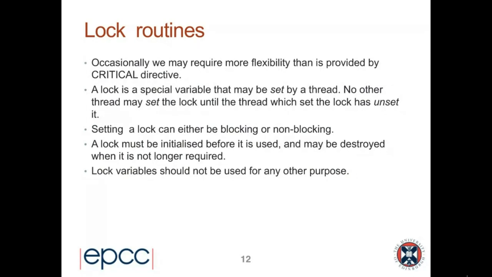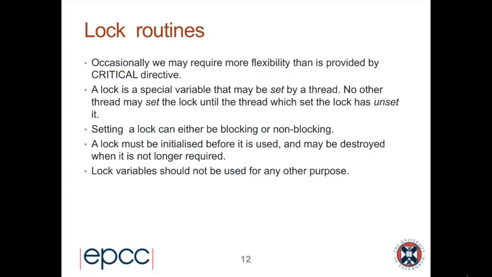So critical and atomic get us through most of the common use cases where we want to protect modifications to shared variables. But sometimes we need a bit more flexibility, and that's where lock routines come in. So a lock is a special variable that has the property that it can be set by a thread. Then no other thread can set the lock until the original thread which did set it has unset it. So for those of you familiar with these things, these are just classical mutex locks.